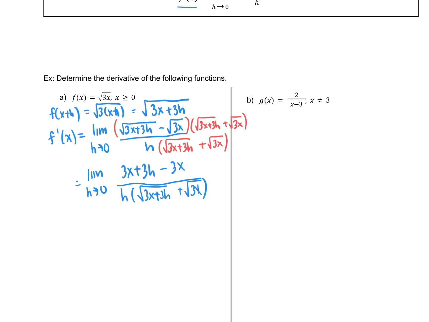So if I look at my numerator, 3x minus 3x is gone because that's just 0. So we're just left with 3h in the numerator. And then, because of that, h divided by h is 1, so we can cancel those out. And we're only allowed to cancel those out because the 3x's collected to 0. If they didn't, it would not be okay to cancel out the h's. So the limit as h approaches 0 of 3 over that conjugate.